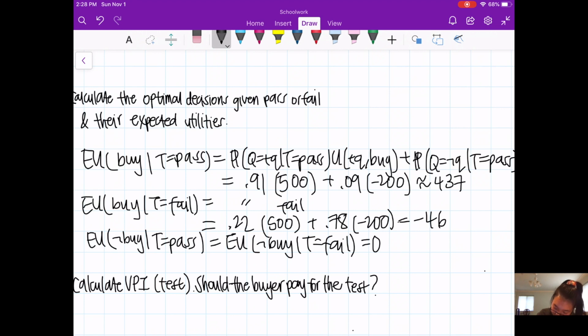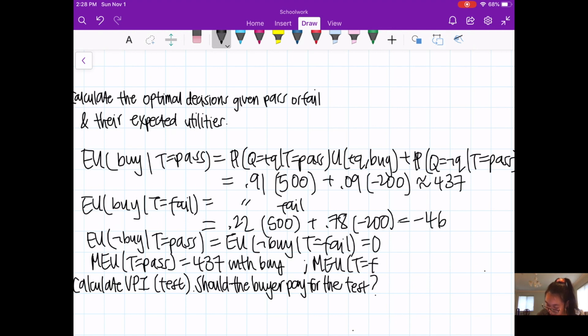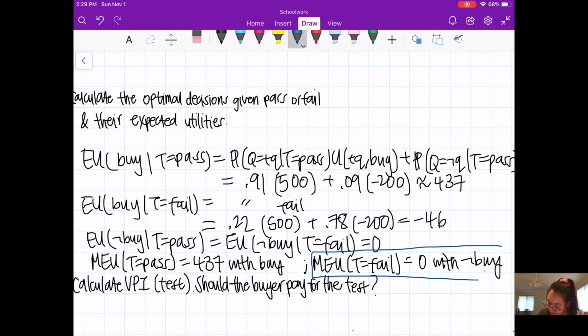So then based on this, your maximum expected utility if T passes, but you don't know what action to get yet, is going to be 437 with buy, because 437 is greater than 0. And your maximum expected utility when the test fails is going to be equal to 0 with not buying, because 0 is greater than negative 46. So that is how you take maximum expected utility into account, and it helps you choose the action depending on the result of the test.